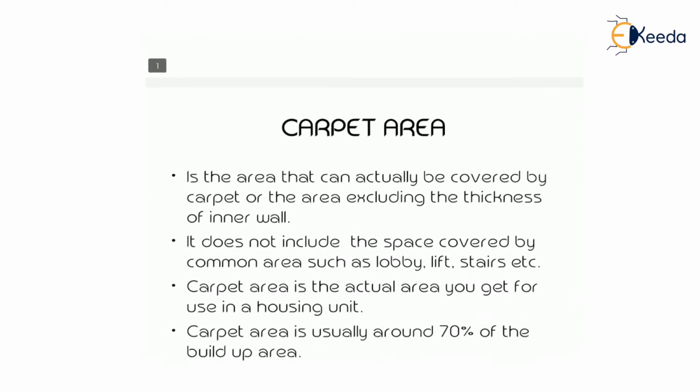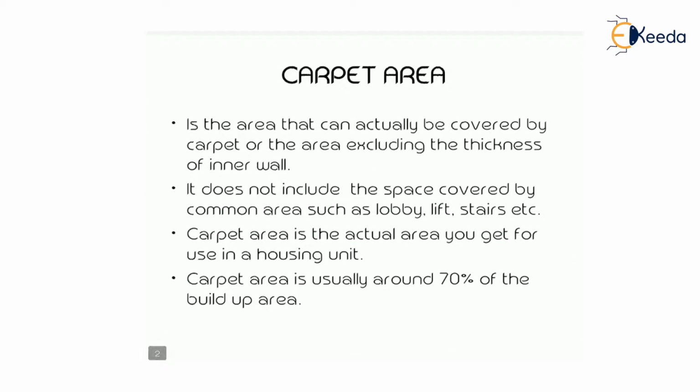What is meant by carpet area? It is the area that can actually be covered by carpet, or the area excluding the thickness of inner walls. It means the usable area of a building or any kind of component, that is the kitchen and dining, is called the carpet area. It does not include the space covered by common areas such as lobby, lift, staircase.